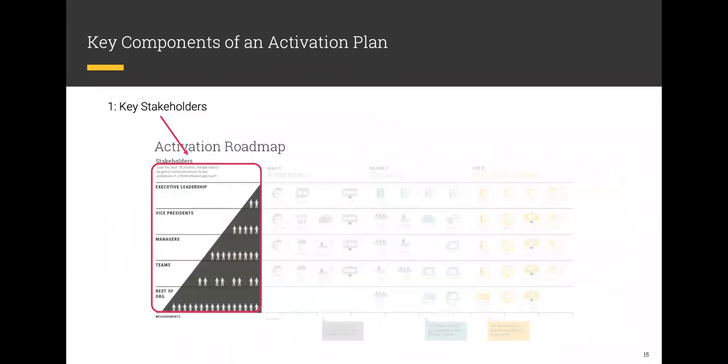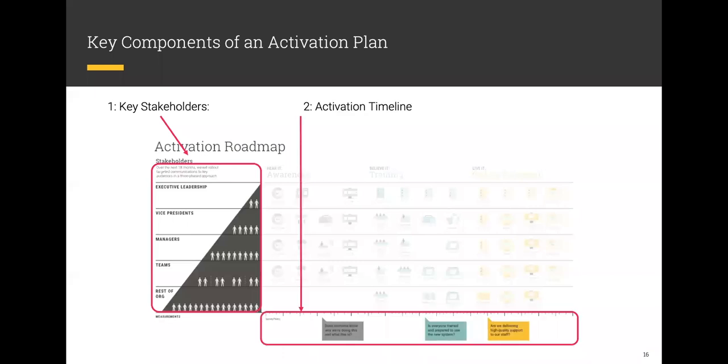There are three key components to an activation plan. First, the key stakeholders. The biggest single mistake made in planning an activation campaign is the one-size-fits-all communication plan. We make the mistake of thinking that we can have one plan and it's going to reach everyone, when in reality, we need to understand that different stakeholders are in different places on the activation curve, and we need to adjust the messaging and the level of activities to meet them where they are.